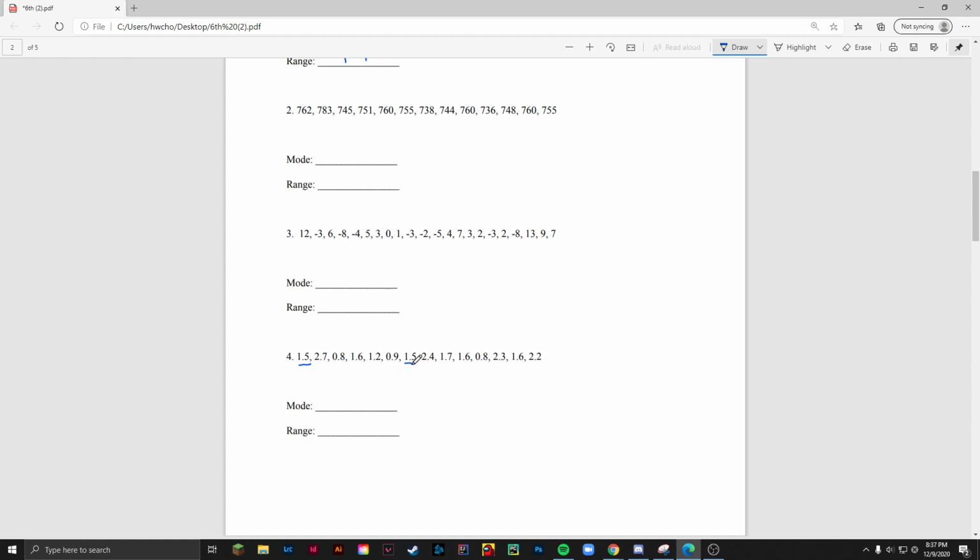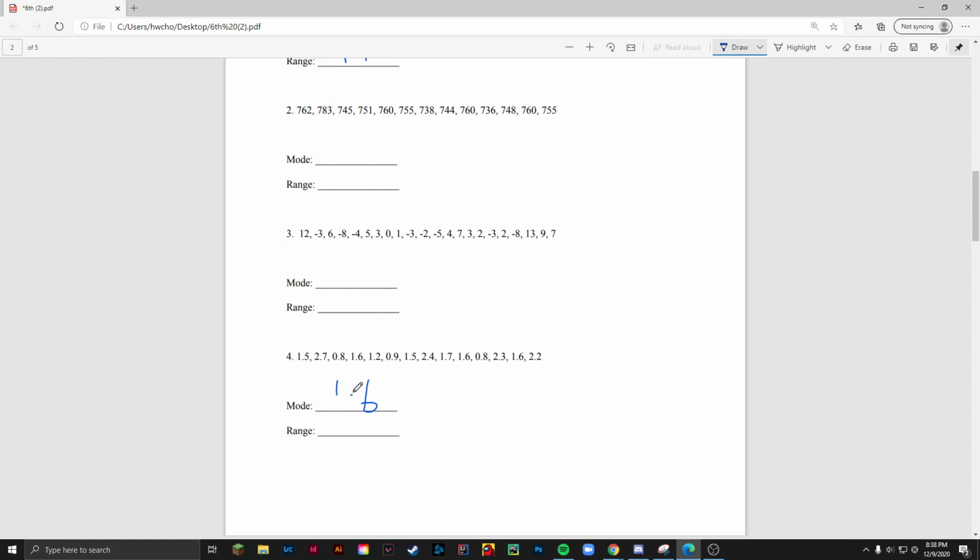1.5 appears twice. 2.7 looks to only appear once. 0.8 appears twice. 1.6 appears 1, 2, 3 times. So 1.6 appears 3 times. That's the largest amount that the same number appears, and that will be our mode. Our mode is the easy part.